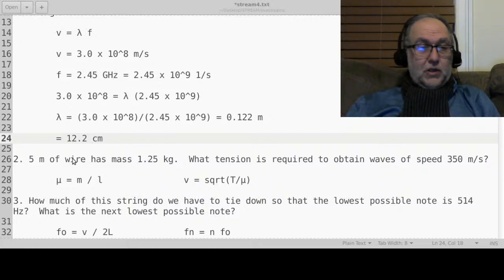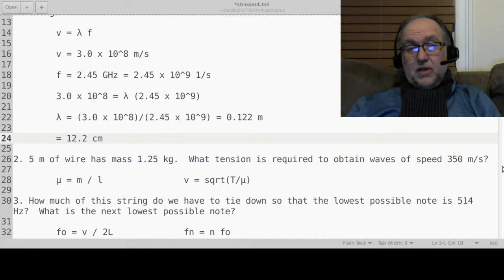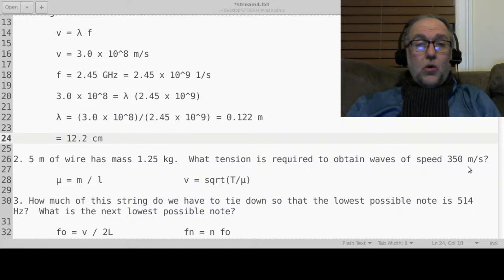And so here's a typical question. 5 meters of a wire, some kind of a metal string, has a mass of 1.25 kilograms. What tension is required to obtain waves of speed 350 meters per second? The first piece of information here: 5 meters has a mass of 1.25 kilograms.